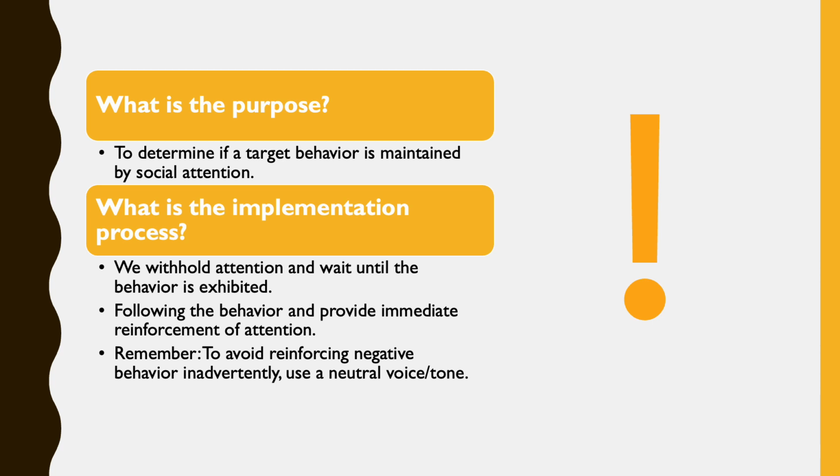The purpose of the attention condition is to determine if a target behavior is maintained by social attention. We implement this by withholding attention and waiting until the behavior is being exhibited. Following the behavior, we provide immediate reinforcement of attention. Remember, with the attention condition, we must avoid reinforcing negative behavior inadvertently, so we use a neutral voice and tone when handling this type of function.